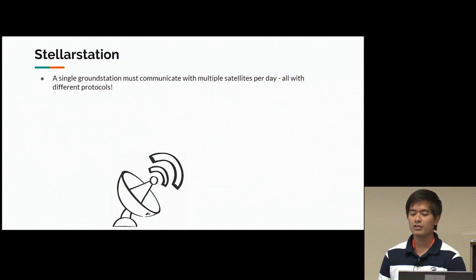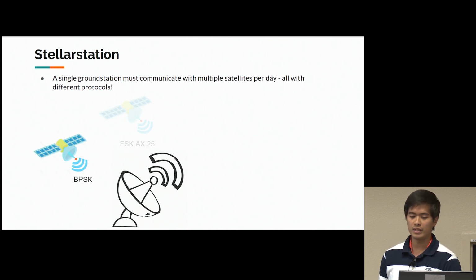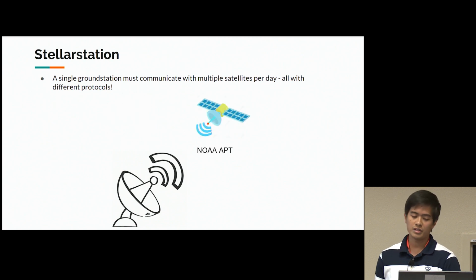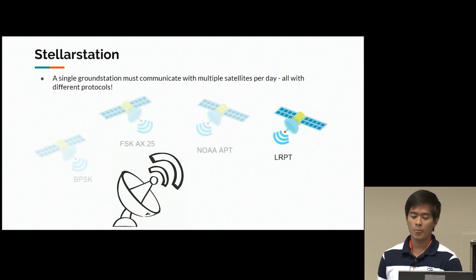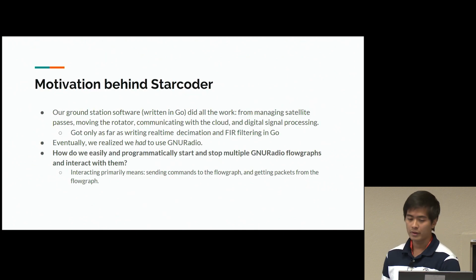So now you can imagine there's a lot of work involved in building this network out. But one problem that is the main focus of this talk is that a single ground station must communicate with multiple satellites per day, all with different protocols. So in a single day, it could talk to a satellite using BPSK, FSK, AX.25 packet radio, NOAA weather satellites, LRPT, and it has to know exactly how to do that with roughly the same hardware in the ground station. So it's a perfect application for software-defined radio.